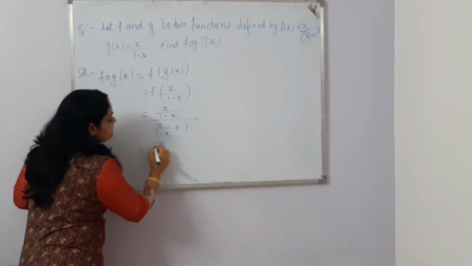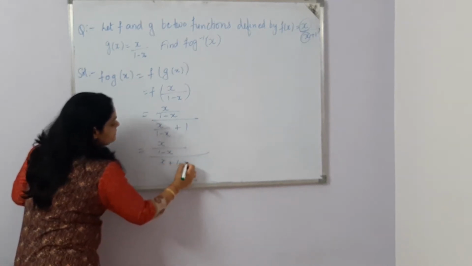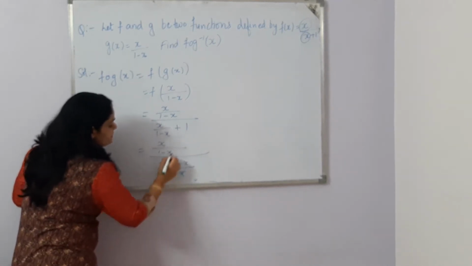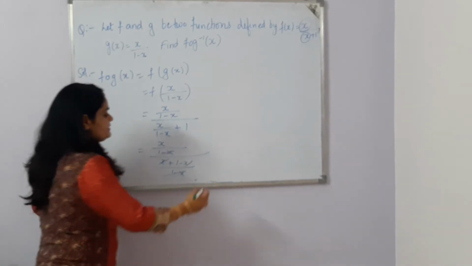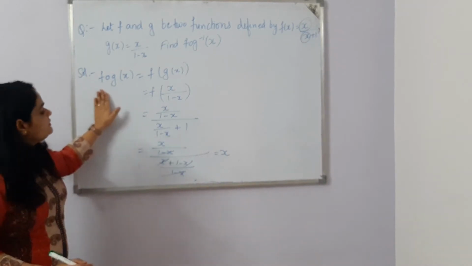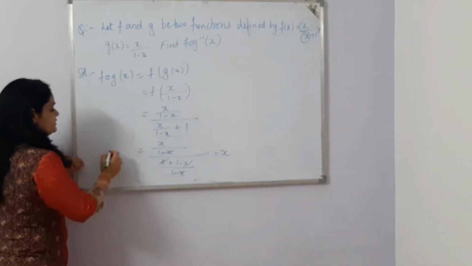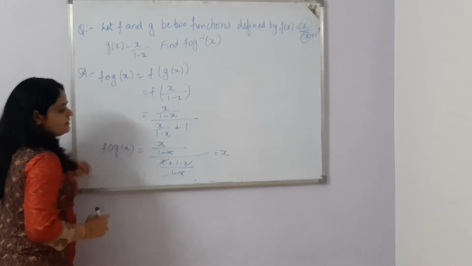Now we'll take the LCM. x upon 1 minus x, whole upon x plus 1 minus x upon 1 minus x. 1 minus x will cancel out with 1 minus x. x will cancel out with x. We'll get x as the answer. The composition function is x. This is f of g of x.